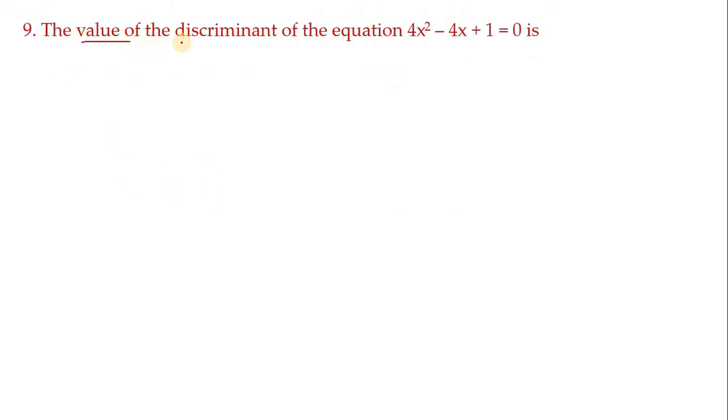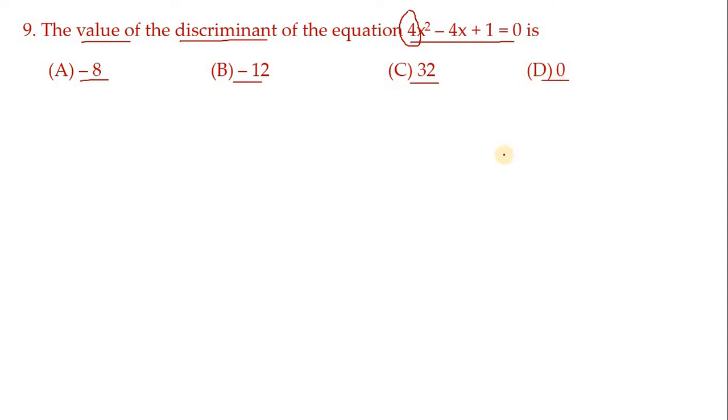The value of discriminant of the equation 4x square minus 4x plus 1 is equals to 0 is. See now what they are asking. So this problem is just similar to the last one. But in the last one, there was no 4 here. But now in this problem we have 4. We have to find the value of the discriminant. Means only just find D value, children. The given options are minus 8, minus 12, 32, 0.